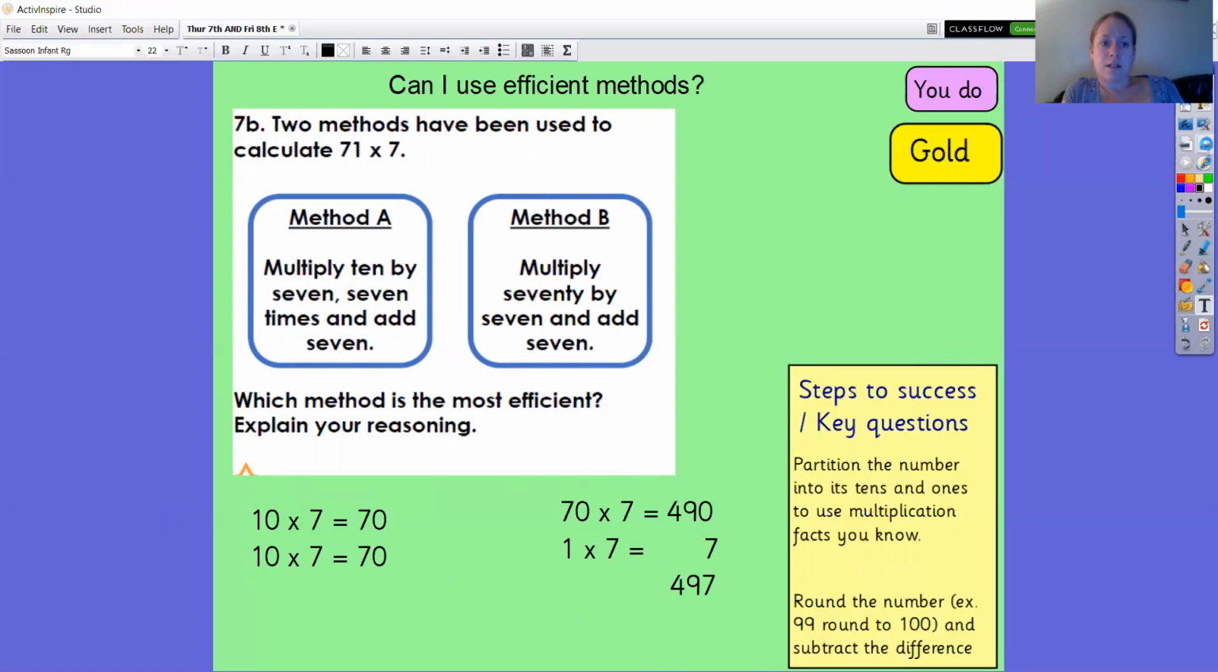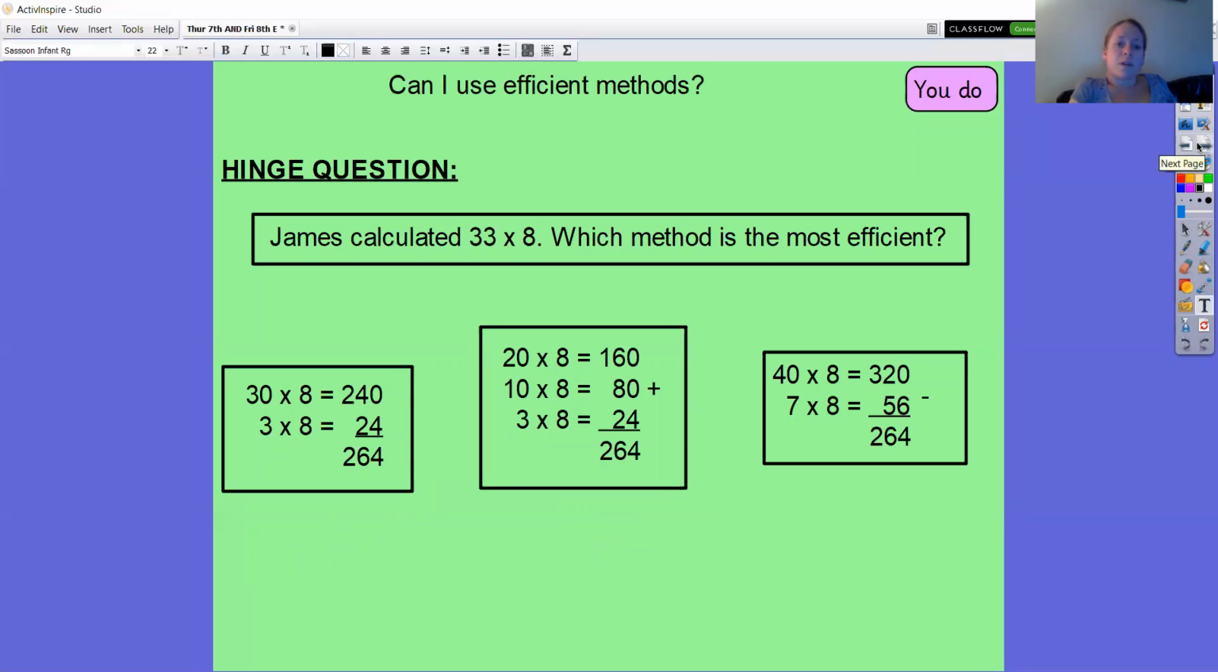Okay, so let's move on to this one. This one, James calculated 33 times 8. Which method is the most efficient? So I just want you to pause the video when I say pause. I want you to look at each one and see if you can work out what's happening in each one, and then decide which one for you would be the most efficient one. And I would definitely suggest that if you're not sure how one of them got the answer, then that's not the most efficient one for you. So which one is the most straightforward one for you? Just pause it and have a look.